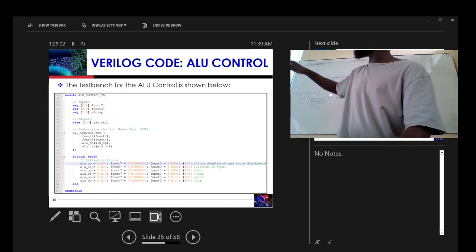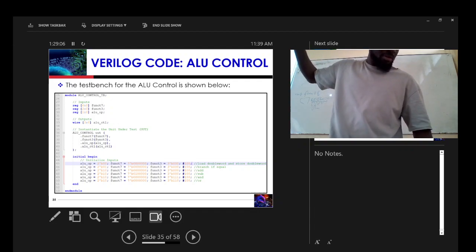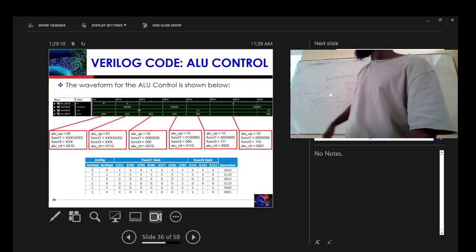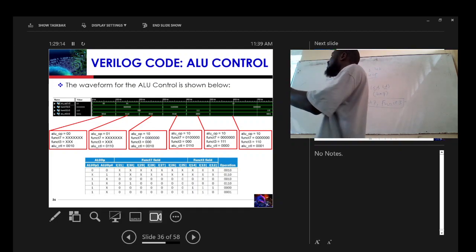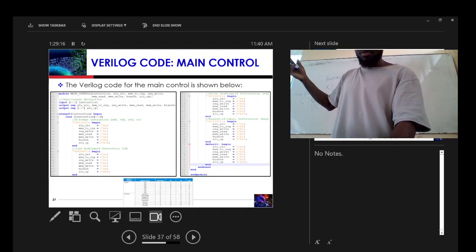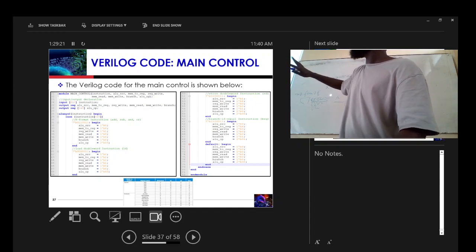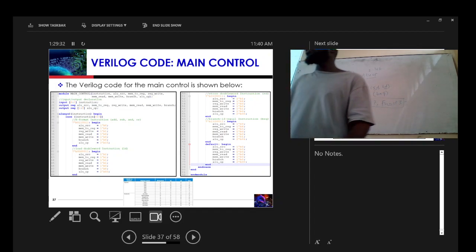Okay, please pay attention. I gave the test bench for the ALU control, and then I actually explained each field. I generated a waveform and explained everything, so you can go through it on your own. And then I gave the code for the actual ALU control. Like I said, it takes instructions and then it gives out some control signals. I've done that already for you guys, right?